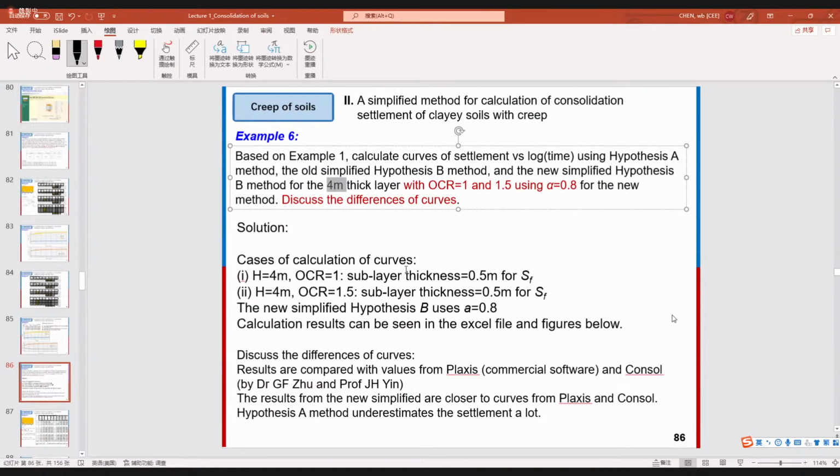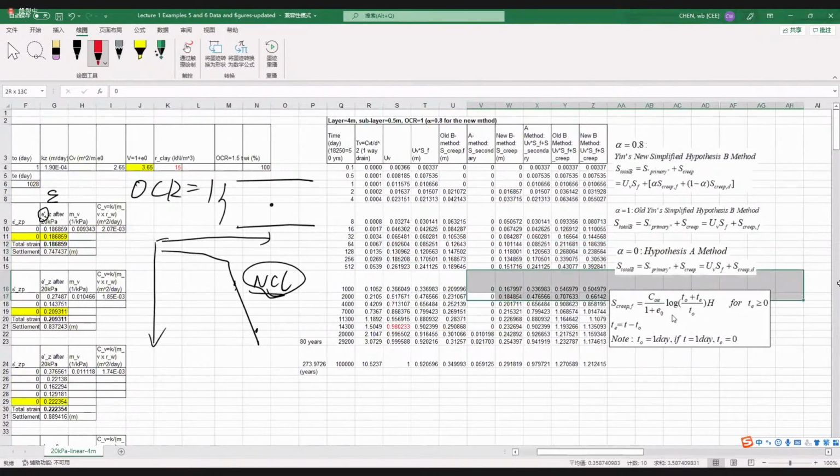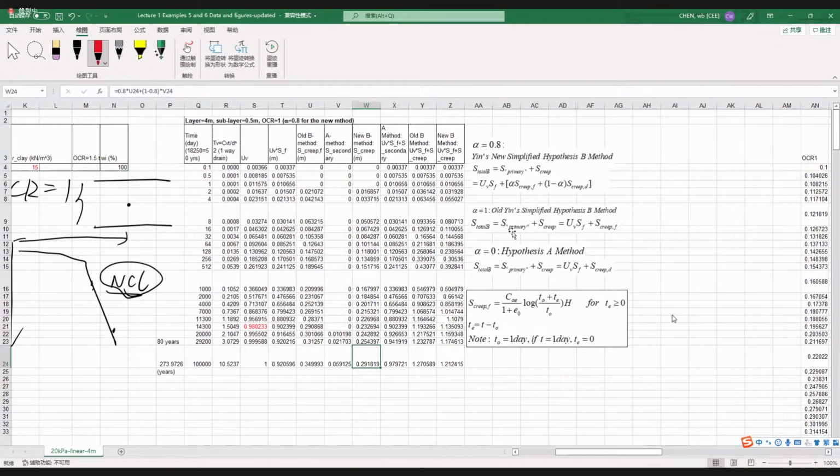So we only have this condition here. The sublayer thickness is equal to 0.5, so the division number is 8 for these two cases. Let's directly go to the Excel file. So we have the different equations for these three methods here.